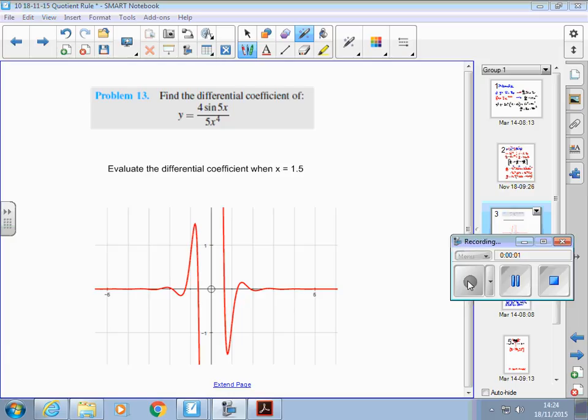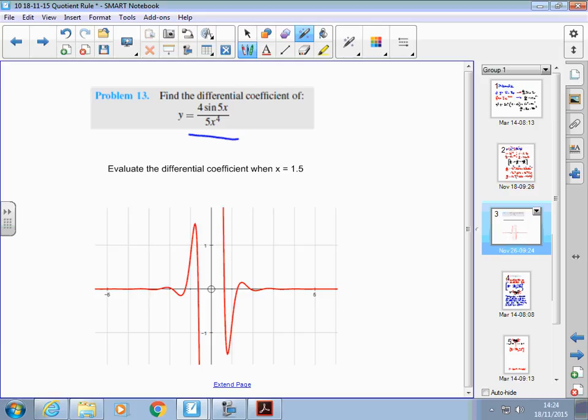So here's a problem. Find the differential coefficient of this function, and then find the value of the differential when x is 1.5. I've plotted the function. Here it is. So you can see it goes towards 0 when x gets large, but when x is small, we get some really big values for y. And the gradient of this function has a whole range of values.